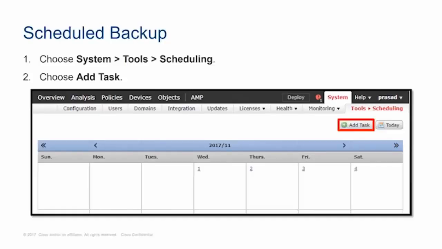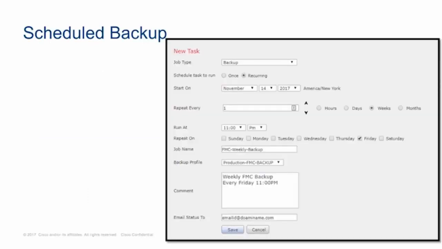So to schedule a backup, we need to go to the scheduling option. To go there, you have to navigate to System Tools Scheduling, where we can click on Add Task to add a particular task. The scheduling option can be used for multiple things, but in this case we are focusing on how to perform it for a backup. So we'll have to choose the job type as backup here, because we are going to perform a scheduled backup.